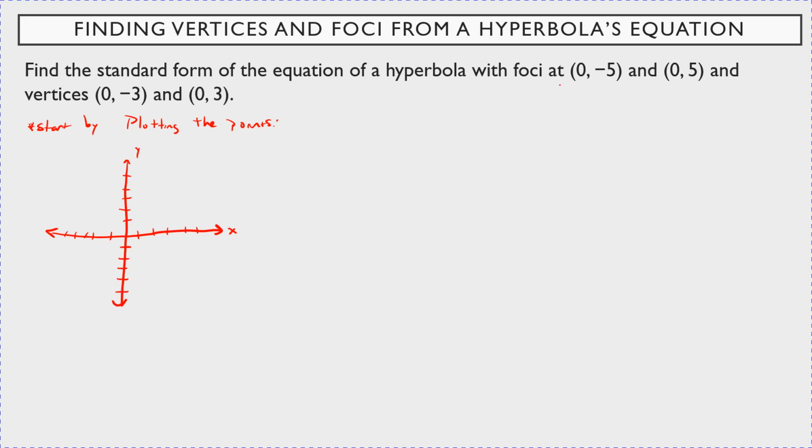So look, the foci are going to be 0, -5, and 0, 5. These are the foci. And then the vertices are going to be at 0, -3, and 0, 3.